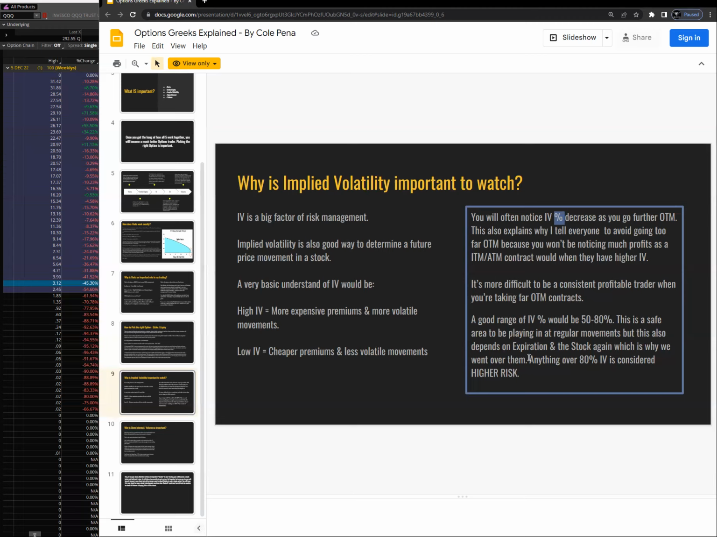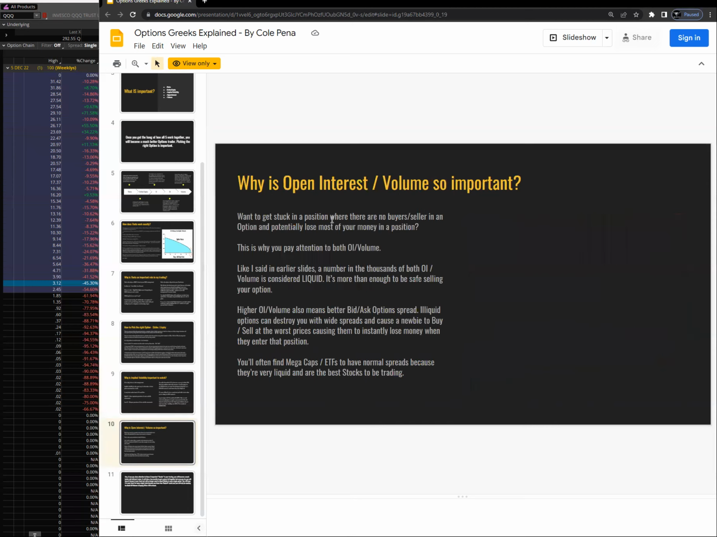See, everybody has a different risk, in my opinion. So find your deciding factor and see what percentage works for you, higher risk or lower risk. Anything over 80% IV is considered higher risk. Next slide. Why are open interest and volume so important?